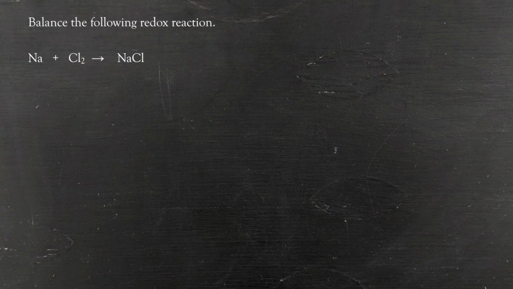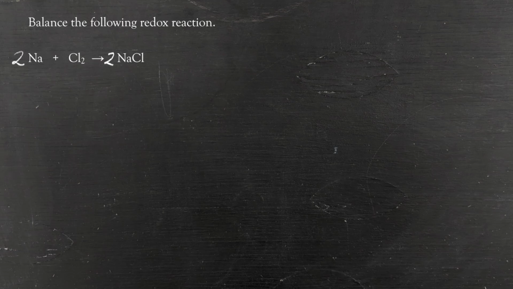So we're going to put a 2 out front. Now we have the same number of chlorines on each side. However, we have 2 sodium atoms on the right, but only 1 on the left. So we're going to need to put a 2 out the front here as well. Now everything is balanced. But let's do the question again using half equations.